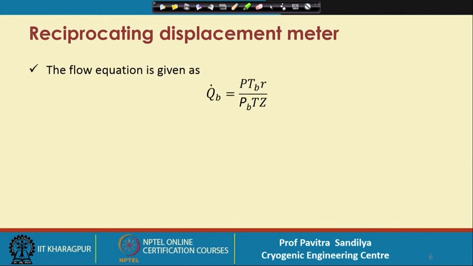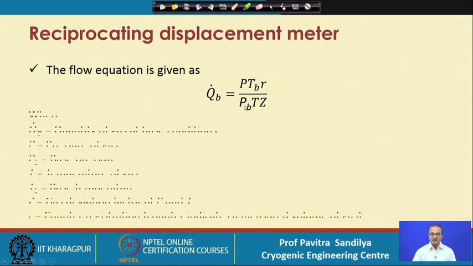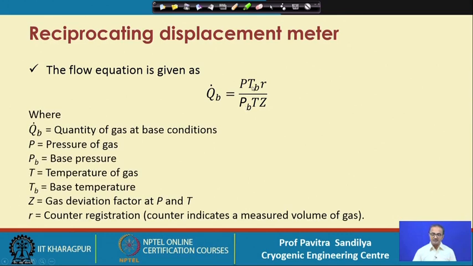This is the equation proposed to find the volumetric flow rate for a reciprocating device. In this we have the pressure and temperature, where Pb is the base pressure, Tb is the base temperature, and R is a counter registration. It counts the number of strokes per unit time. Depending on the number of strokes, it gives how much fluid has passed through. That is what R represents.